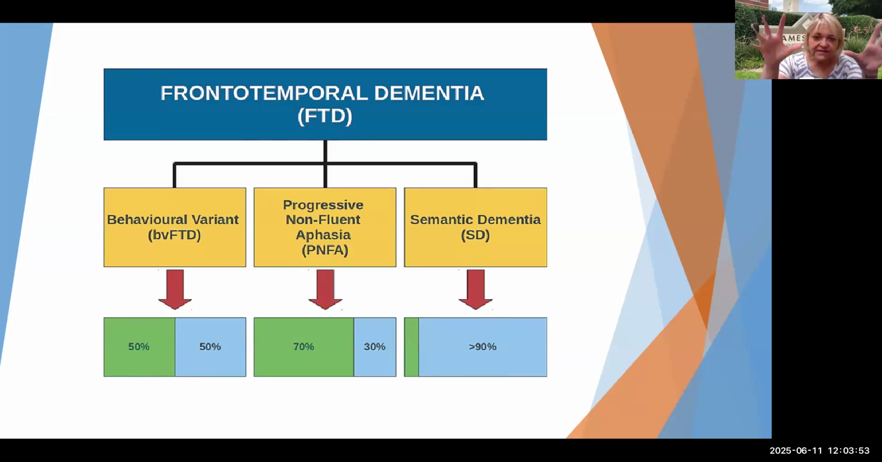So we're going to break this down even further. So primary progressive aphasia can even break down into semantic dementia.